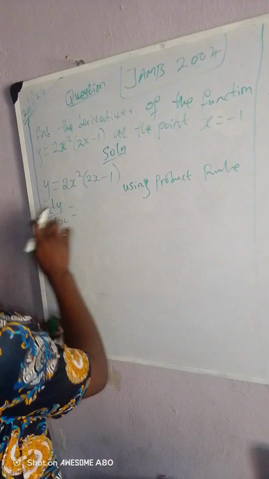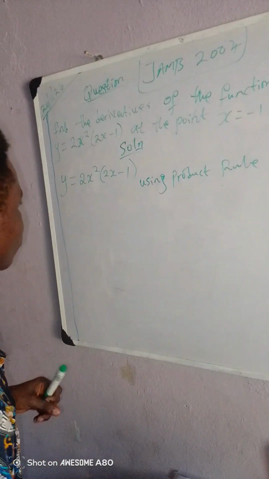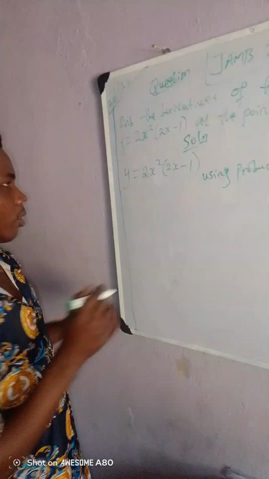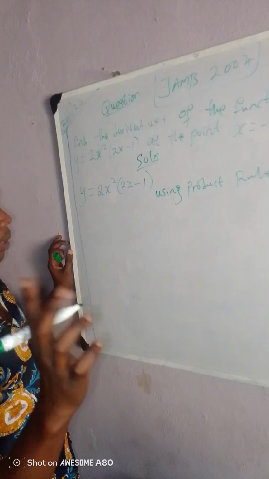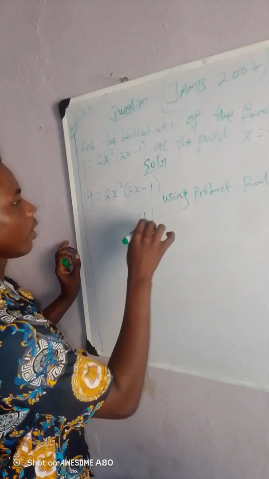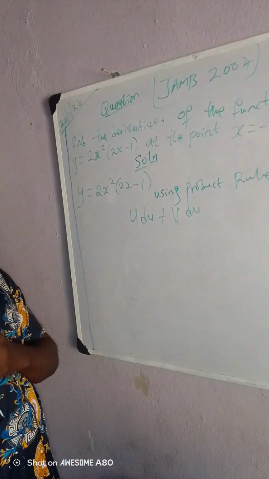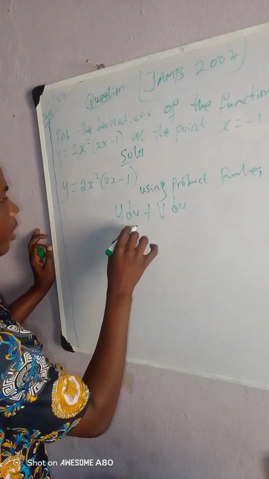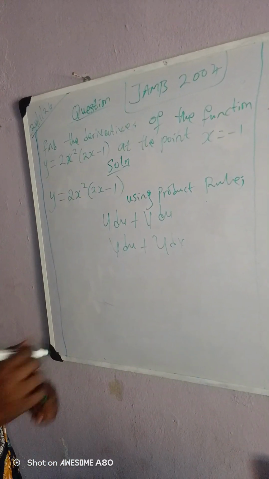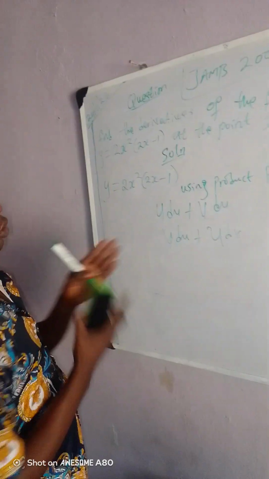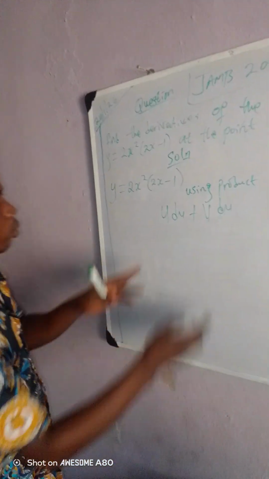Remember the product rule says what? Okay, let me write it so that people will not be confused. Just follow me, we are going somewhere. Follow me so that you will not lose. Don't forget, product rule says that if you have two functions multiplying each other, what you do? You say u dv plus v du. Some teachers, some lecturers might say v du plus u dv. Don't be confused, they are the same thing. But me, I like using this u dv plus v du. Now, this is the rule we are using.